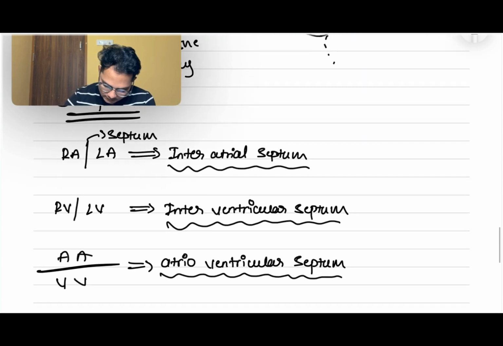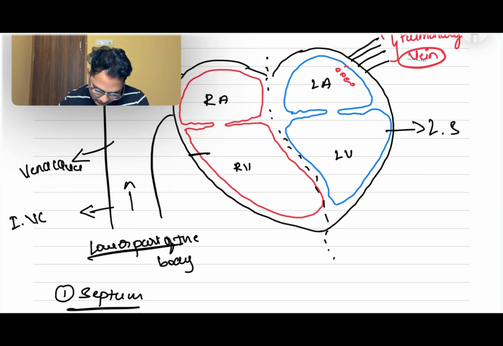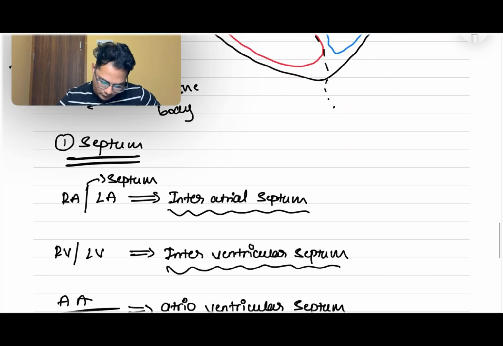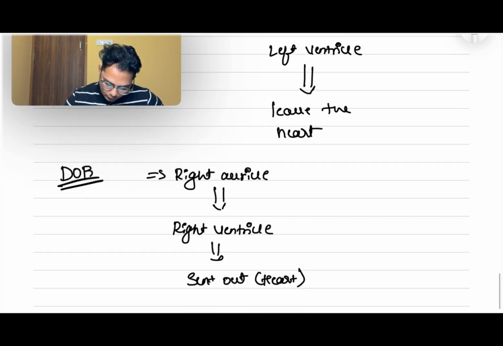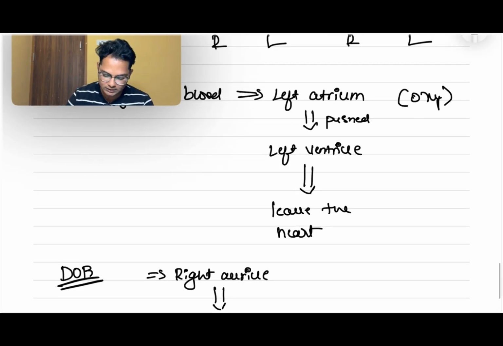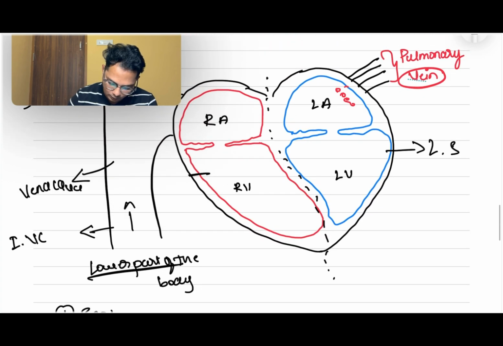Okay, so now you got to know that the deoxygenated blood goes inside the right auricle and right ventricle, right? And oxygenated blood into the left atrium and left ventricle. So now you're mainly learning about one more thing, that is valves.